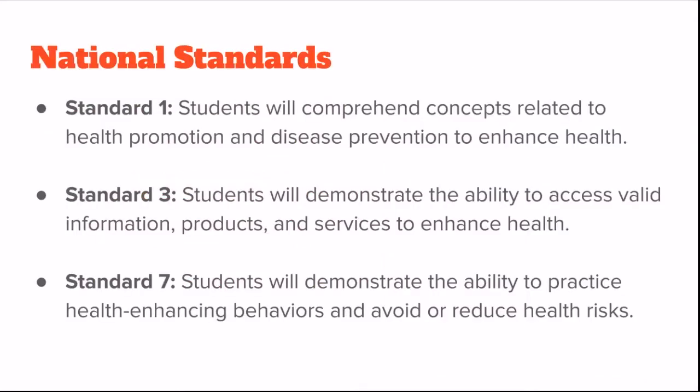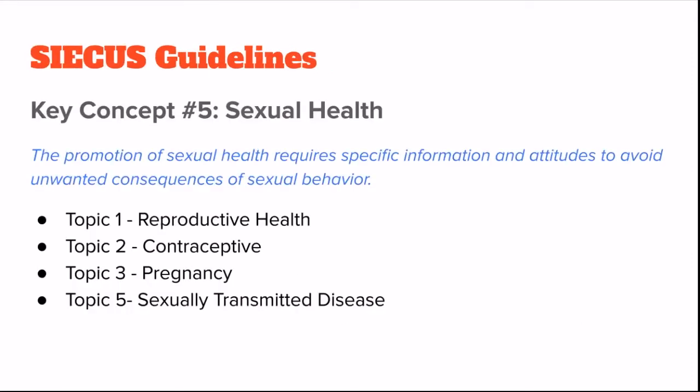This lesson will cover the National Health Education Standards 1, 3, and 7. Standard 1 aims to have the students be able to comprehend the concepts related to health promotion and disease prevention to enhance health. Standard 3 aims for students to be able to demonstrate the ability to access valid information, products, and services to enhance health. And Standard 7 aims for students to be able to demonstrate the ability to practice health-enhancing behaviors and avoid or reduce health risks. The SIECUS key concept area that we will be covering is Concept 5 of sexual health. Within this key concept, we will be discussing topics 1, 2, 3, and 5.